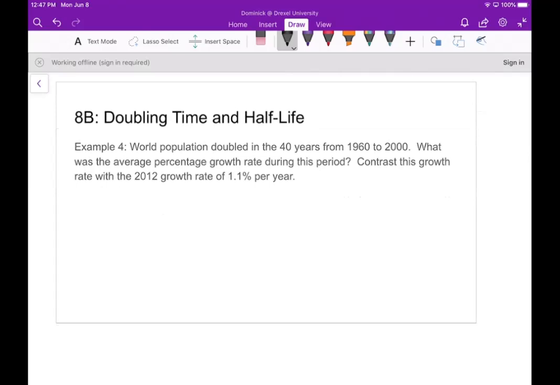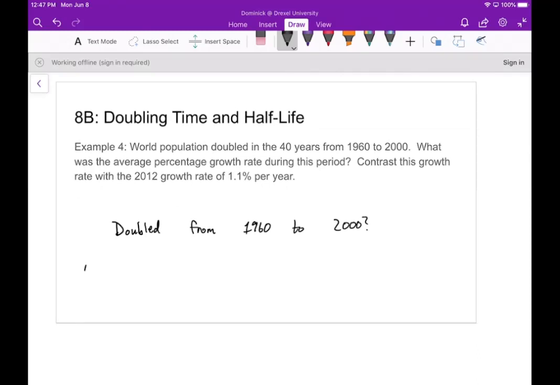Okay. Now, in example 4, we have the world population doubled in the 40 years from 1960 to 2000. What was the average percentage growth rate during this period? Right. Now, contrast this growth rate with the 2012 growth rate of 1.1% per year. Okay. So now we doubled from 1960 to 2000.